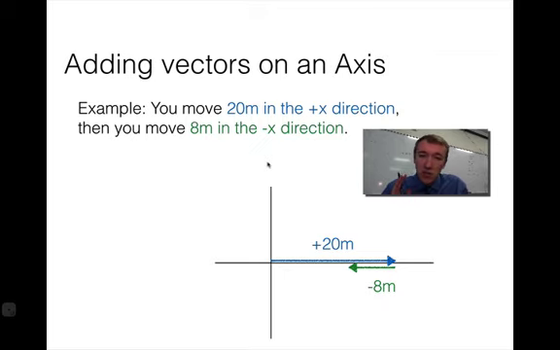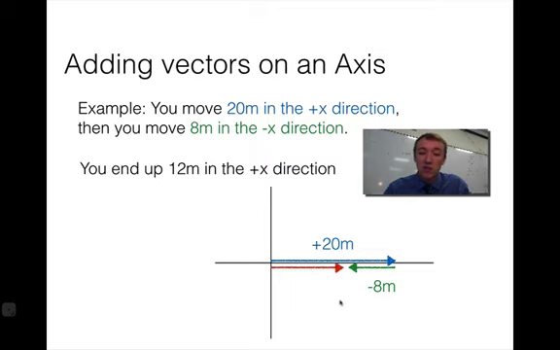Add our vectors tip to tail. You're going to draw the first vector, and then from the tip of that vector, start with the tail and draw your next vector. The resultant vector is from where you started straight to where you finished. So in this case, our resultant vector would look like that, and it would be a positive 12 meters there. If this is displacement, the resultant vector is just a positive 12 meters from the start to the finish.